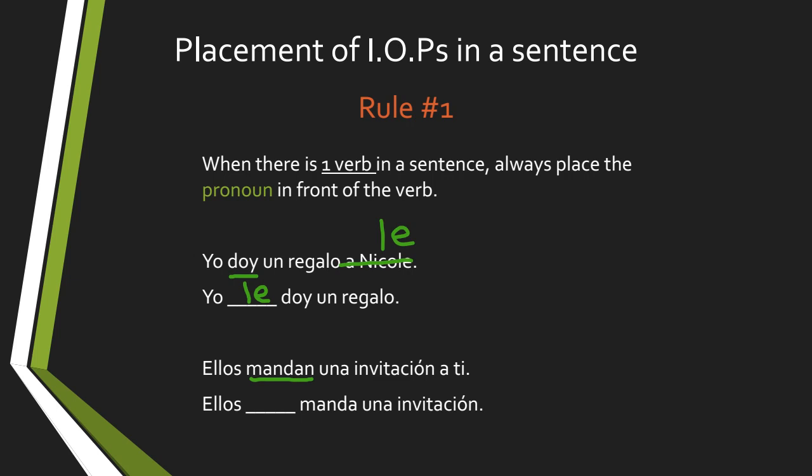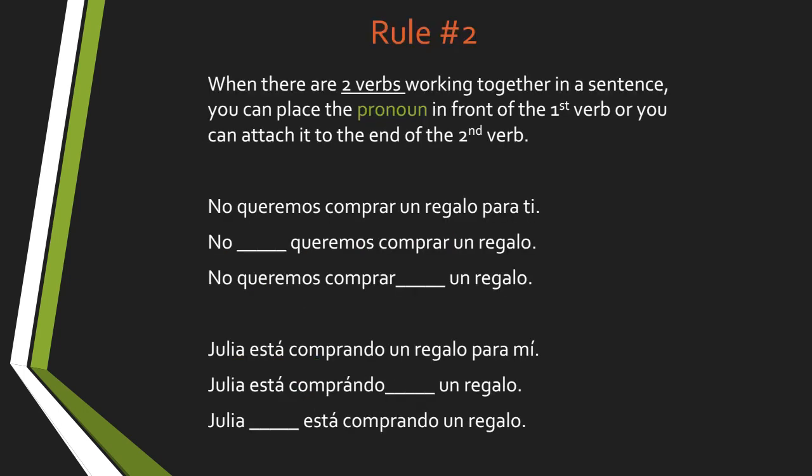Ellos mandan una invitación a ti. Let's say we're going to get rid of our indirect object. We're going to replace it with te, right? That's our pronoun that we want to replace that with. And since there's only one verb in the sentence, we're going to put it in front of the verb. So ellos te mandan una invitación. They send you an invitation.